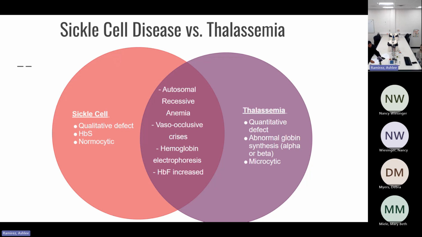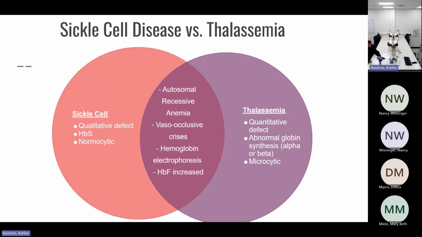So I thought it was important to highlight the differences and similarities between sickle cell disease and thalassemia, which share a common clinical manifestation. First of all, they are both autosomal recessive. They both present with anemia. Hemoglobin F is usually increased in both of them. And to distinguish them based on clinical presentation is very difficult. That's why hemoglobin electrophoresis is one of the differentiating factors between the two diseases.